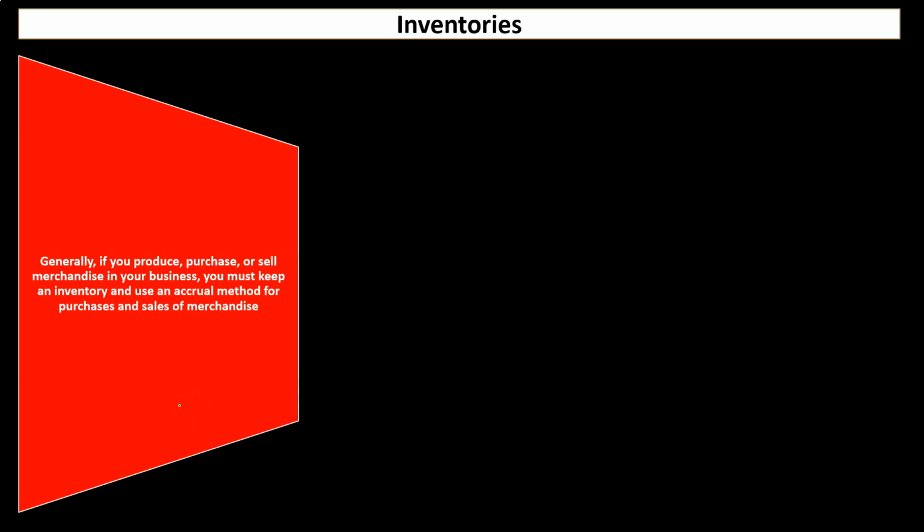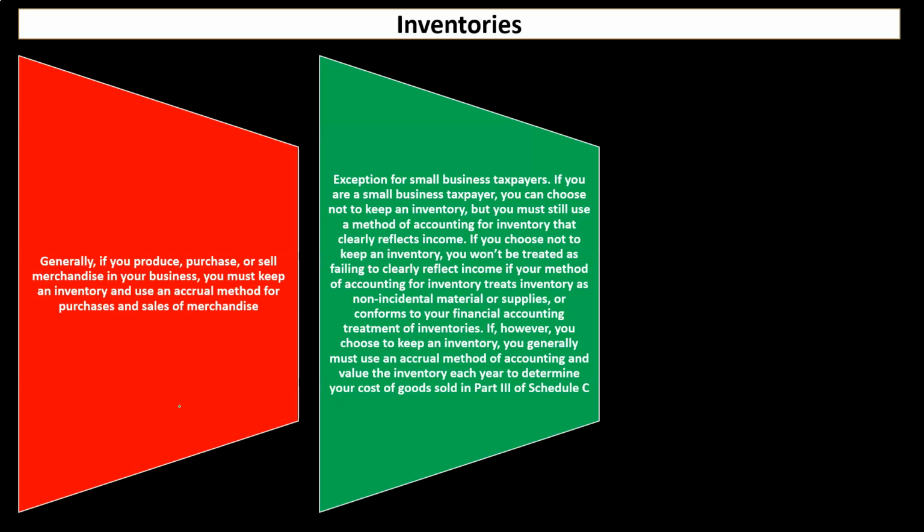So generally, if you purchase or sell merchandise in your business, you must keep an inventory and use an accrual method for purchases and sales of merchandise. So basically, the IRS is saying, hey, look, if you do inventory, we're more likely to force you to use an accrual method, because inventory is kind of like an accrual type of activity. If you were not to use an accrual method and have inventory, then it could greatly distort your income and expenses just by the fact that you're holding on to the inventory. And that's a difference as to when the payment is taking place or when the inventory is sold.